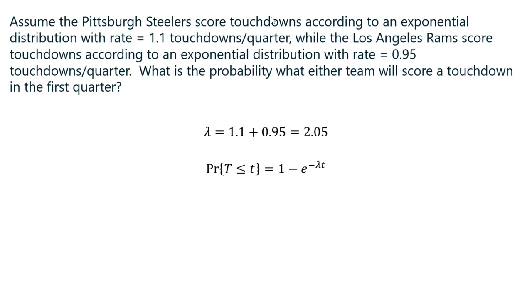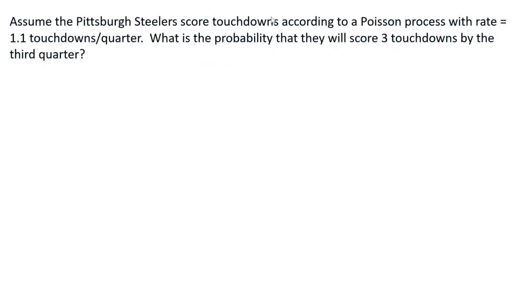Then you're calculating the cumulative distribution function, which is the probability that t will be less than or equal to a value that you give it, which in this case is 1, because it's one quarter and our time unit is quarters. So it would just be 1 minus e raised to the negative lambda t. Like I said, t is 1, lambda is 2.05. So the answer is 87.1%.